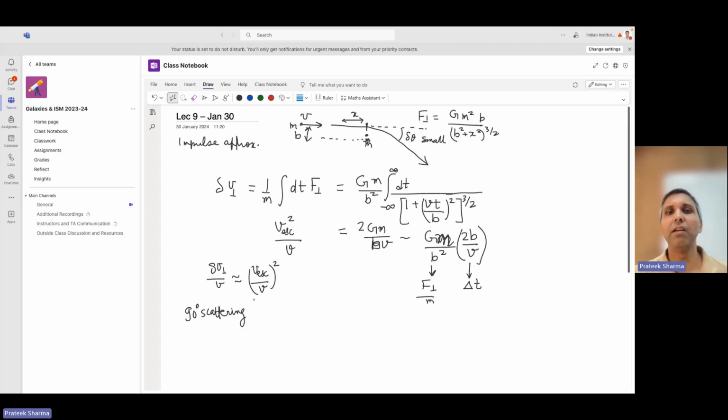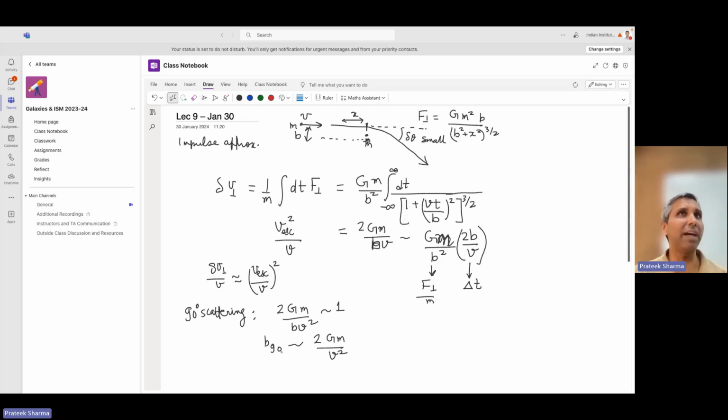Basically, when the test particle deflects substantially, that is, delta V perp is of order V. When does that happen? When this is of order unity, right? And that would correspond to a given B, right? So there is a mapping between B and delta V perp. So 90-degree scattering happens when twice G M by B V squared is of order unity. So B90 is just of order twice G M by V squared.